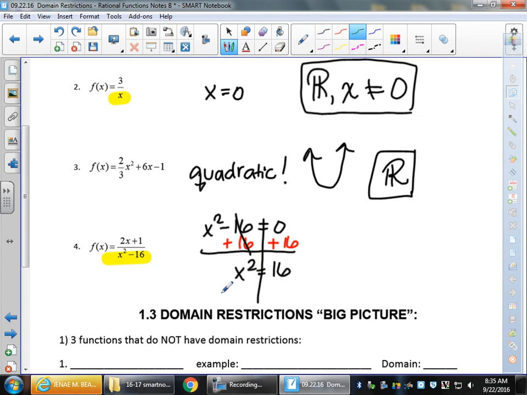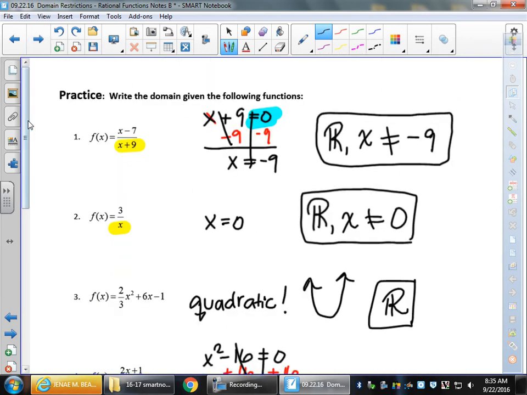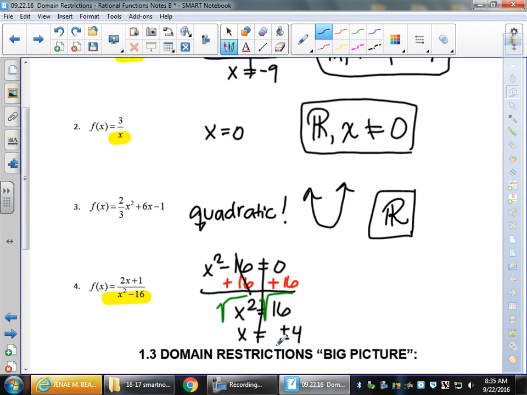Hold on one second. Let me catch up to you guys. Good job. Take the square root. When I take the square root, how many answers do I get? 2 answers. Plus and minus 4. It's just like this one that we did, where it avoided negative 3 and 3. So this graph would be avoiding negative 4 and 4.